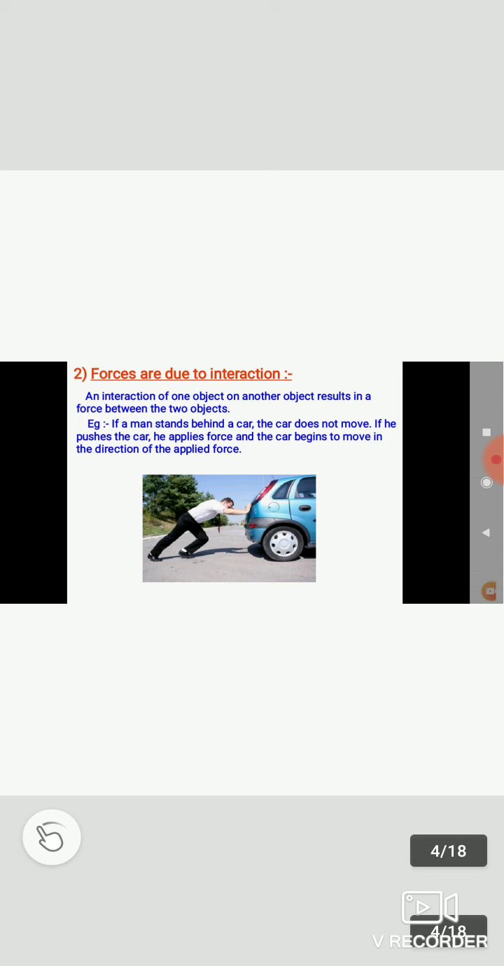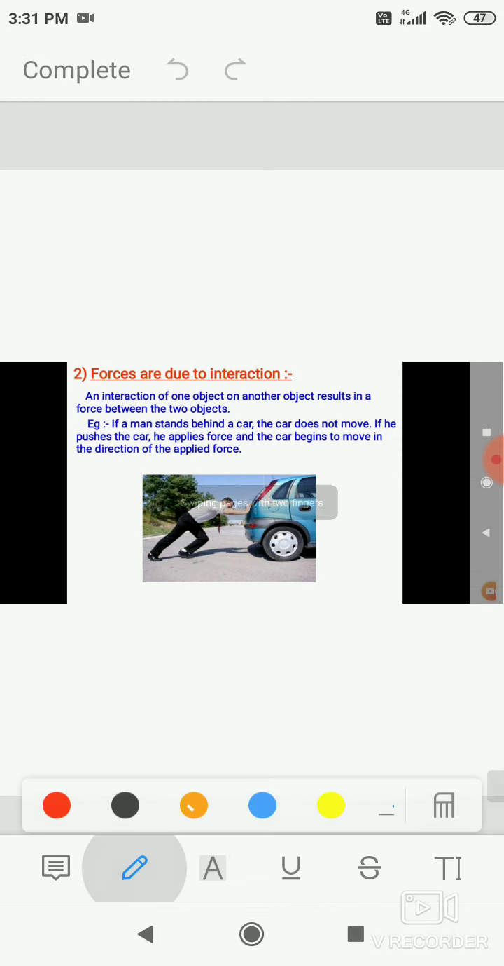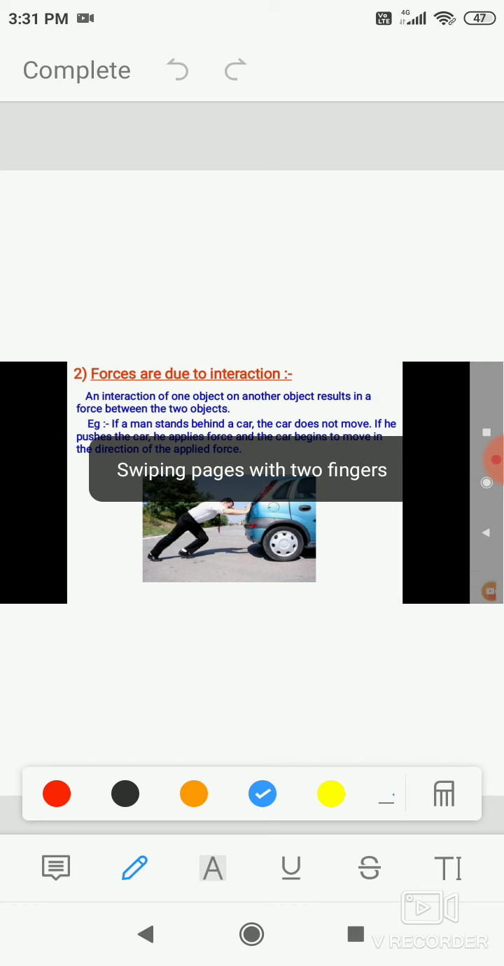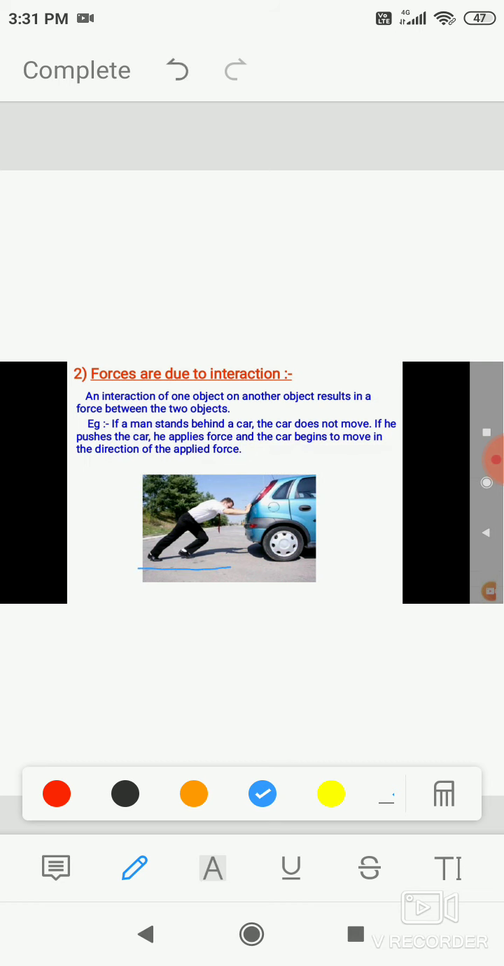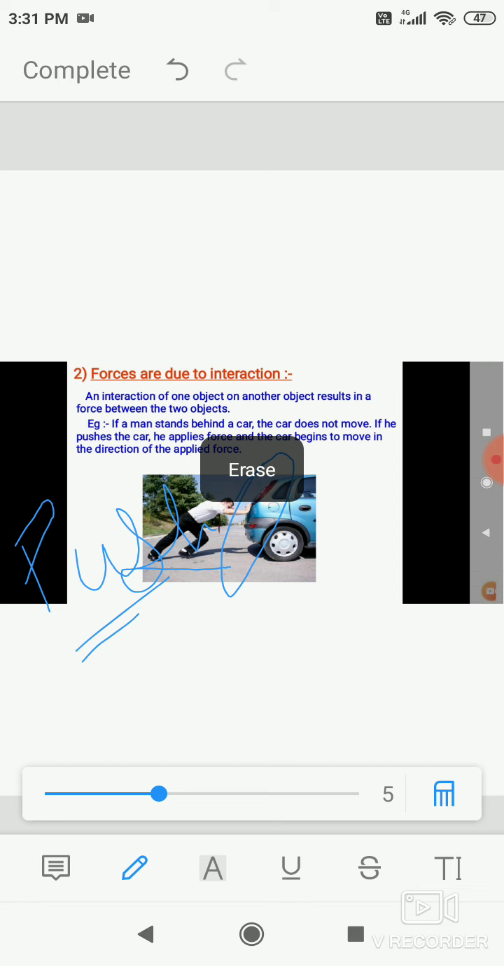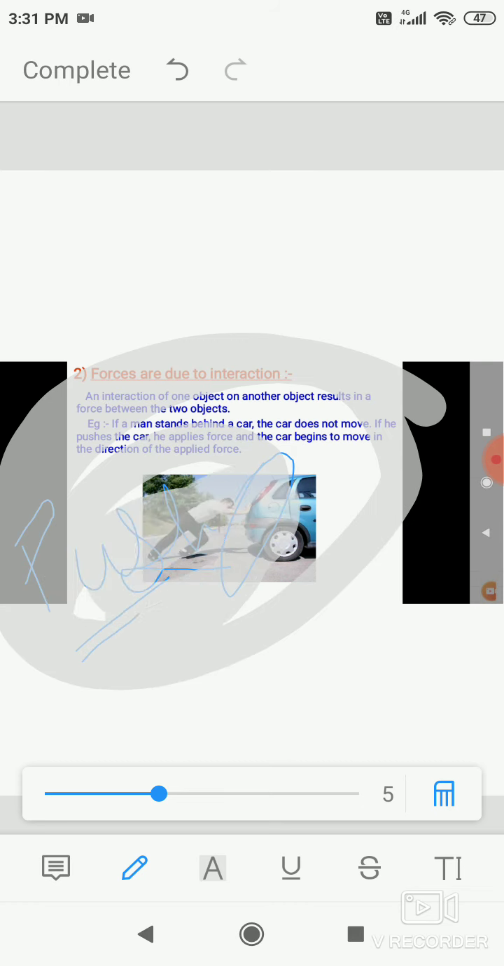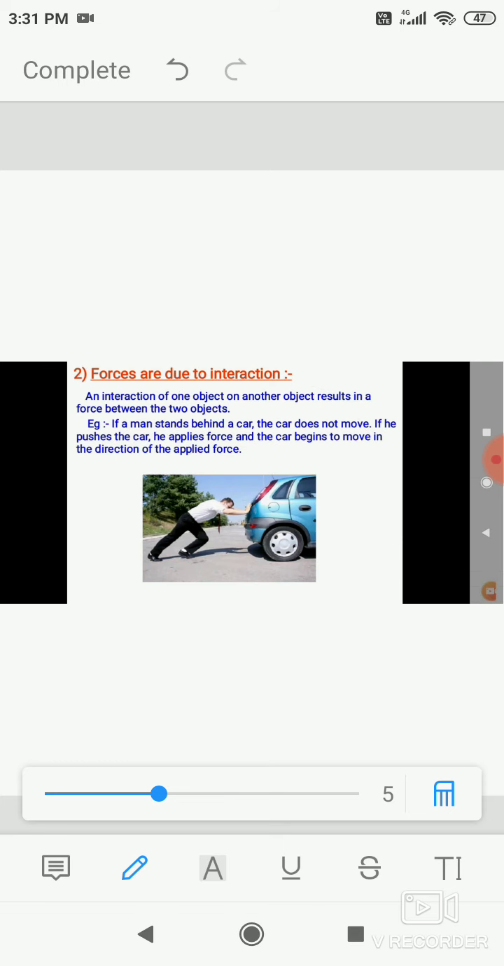Second, force is due to interaction. When an interaction of one object on another object results in force between two objects, there is interaction. For example, if a man stands behind a car, the car will not move, but when he pushes, the car begins to move. The car will move as the force is applied.